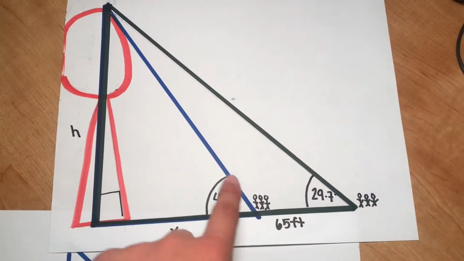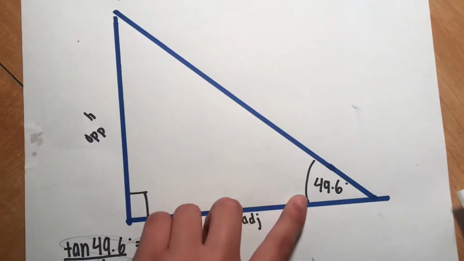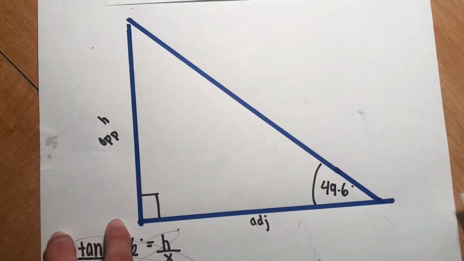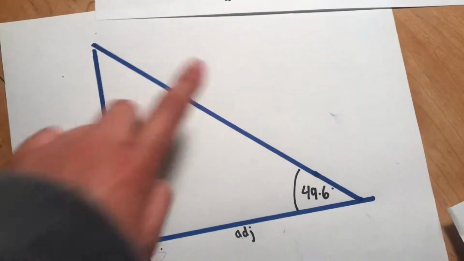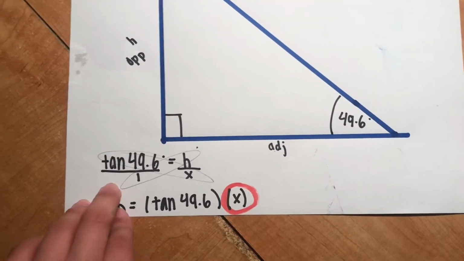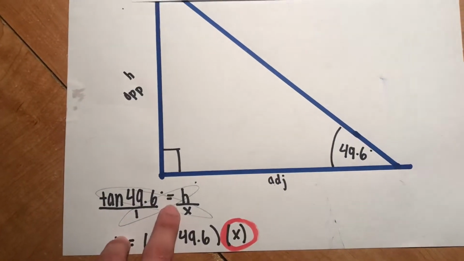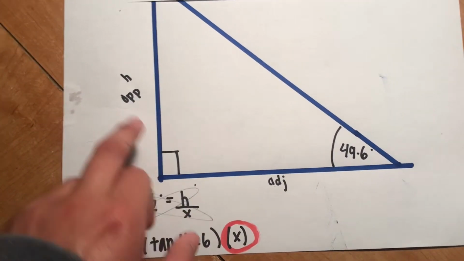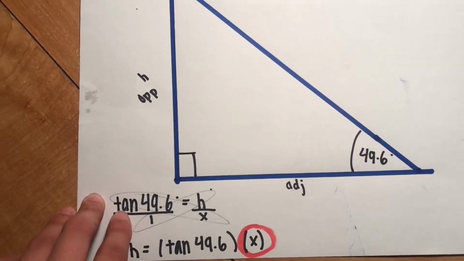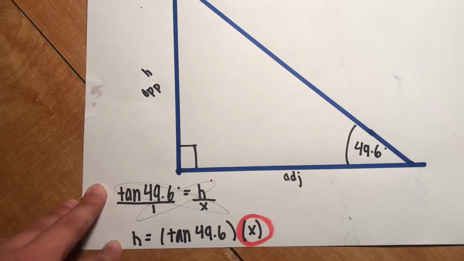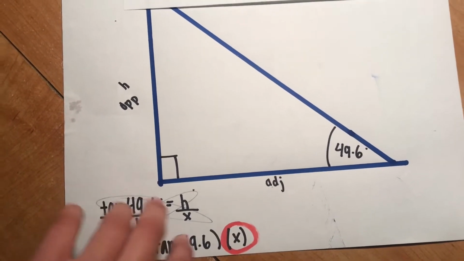So if we drew the blue triangle by itself, it'd look something like this. The angle of elevation would be 49.6. It'd be a right triangle. This would be the adjacent, the height the opposite, and this would be the hypotenuse. So then we plug in tangent of 49.6, because that's the angle of elevation, equals h over x, where h would be the height and x would be the unknown. And then we put tangent 49.6 over 1. So the height would equal tangent of 49.6 times x.